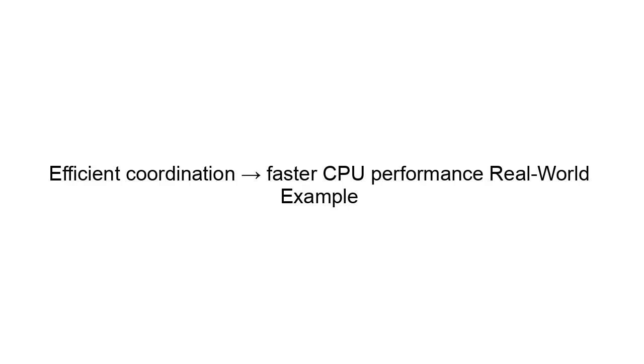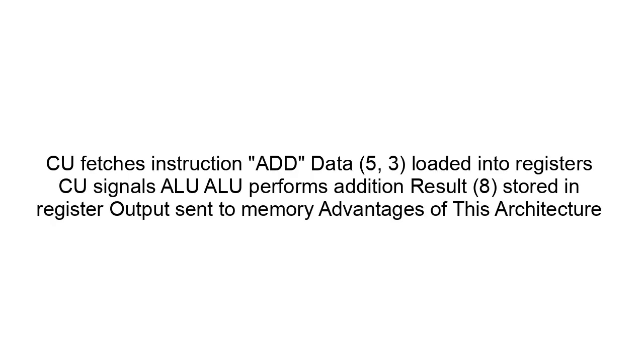Real-world example. Consider adding two numbers, 5 plus 3. Steps. CU fetches instruction ADD. Data 5 and 3 are loaded into registers. CU signals ALU. ALU performs addition. Result 8 is stored in register. Output is sent to memory.